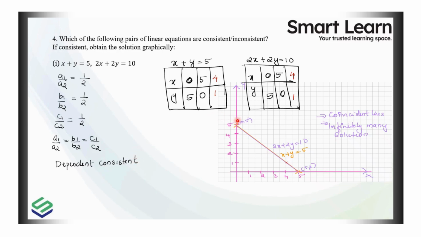So it is coincident, right children? Then you plot the graph. So 0, 0. Here also 0, 0. So you will get these coordinates, then draw. So you understood now, one line is above the other. That means they are coincident lines, infinitely many solutions.